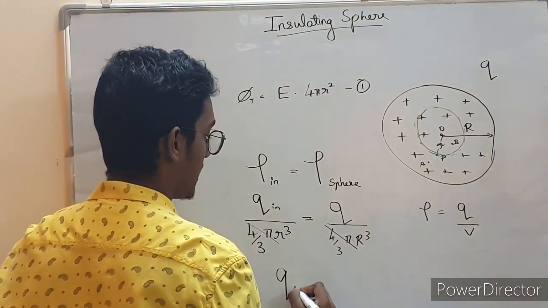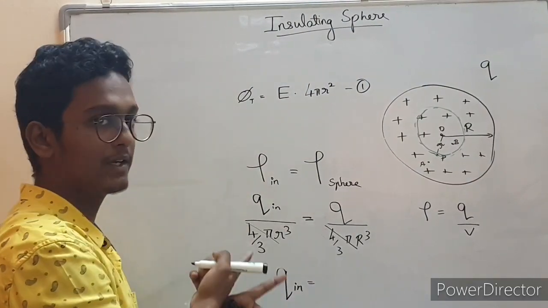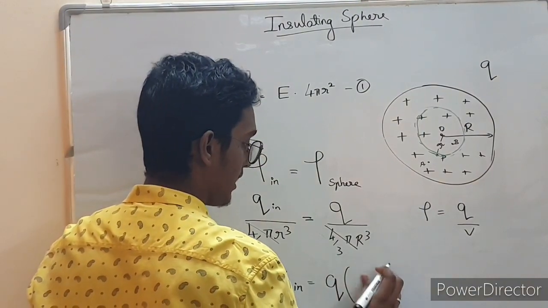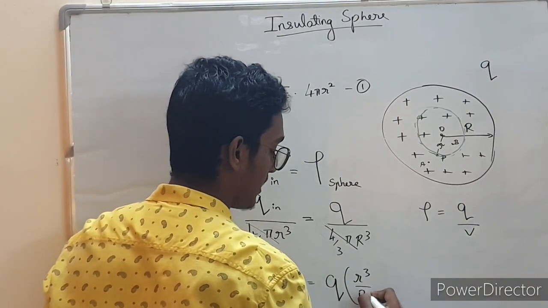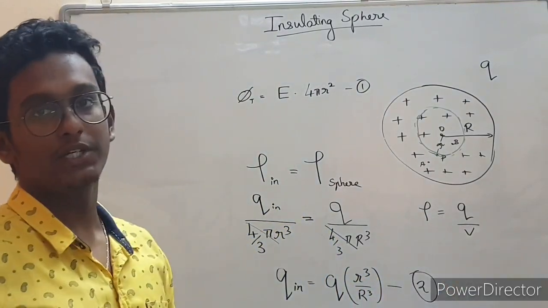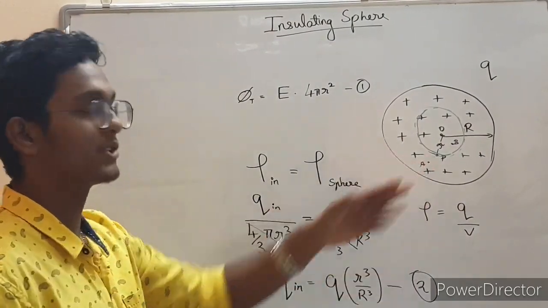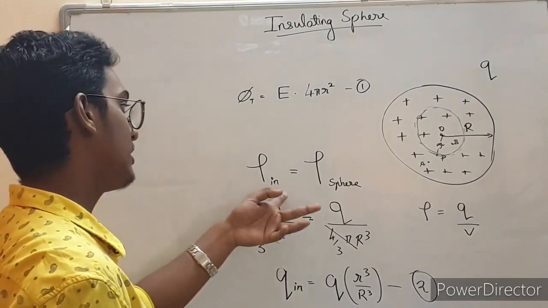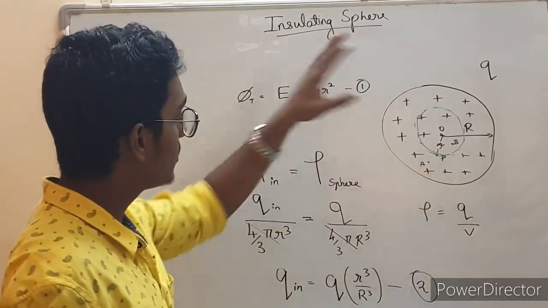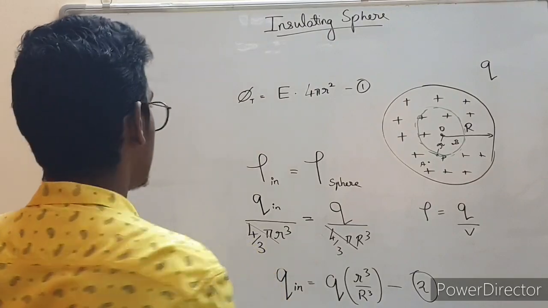So the amount of charge present inside the Gaussian surface, which is what we need to substitute in Gauss's theorem, equals the total charge times r cubed by capital R cubed. This is the equation we need. Now we know how much charge is present inside the Gaussian surface we have constructed. And how we found that out is by equating the volumetric charge density inside the Gaussian surface to the volumetric charge density of the entire sphere.